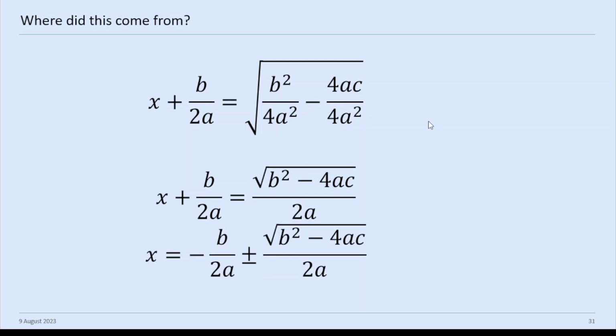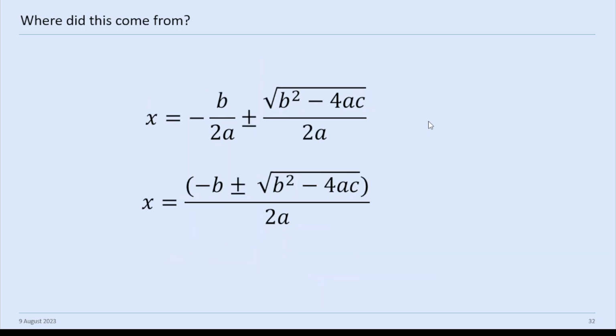And then we're going to subtract b over 2a from both sides. x equals minus b over 2a plus or minus the square root of b squared minus 4ac over 2a, which you can basically write as x equals minus b plus or minus the square root of b squared minus 4ac, all over 2a. That's how you derive it.